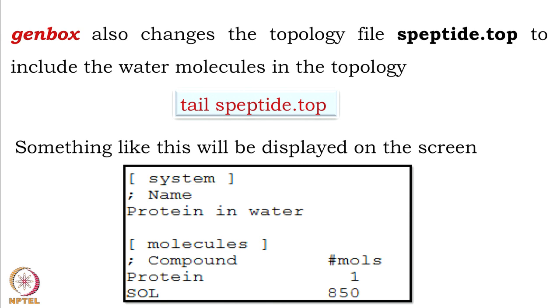Initially, when we generate the S peptide.top using the command with only the PDB file of S peptide, we will just have protein in the topology file. We won't have solvent. So this 850 is the number of solvent molecules that have been added in the simulation box.